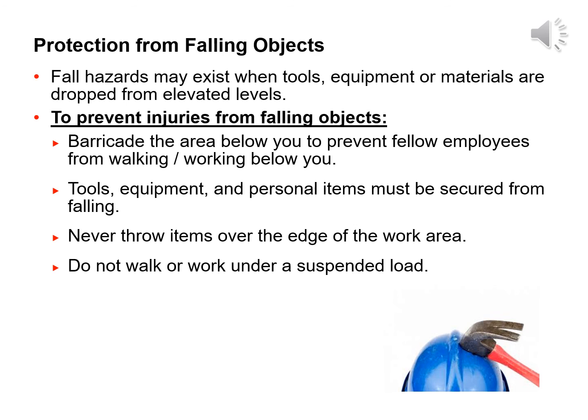Additional methods of protection must be used when there are employees working or walking below. In order to prevent injuries from falling objects, you should barricade the area below you to prevent fellow employees from walking or working below you. Always secure tools and equipment. Never throw items over the edge of the work area, and do not walk or work under a suspended load.